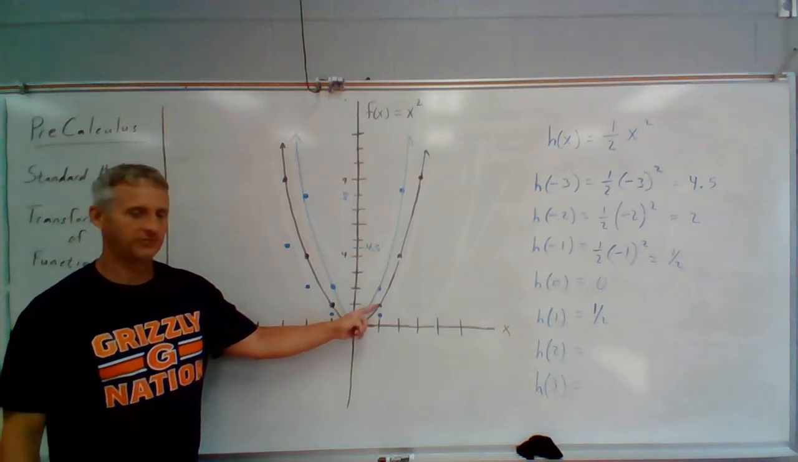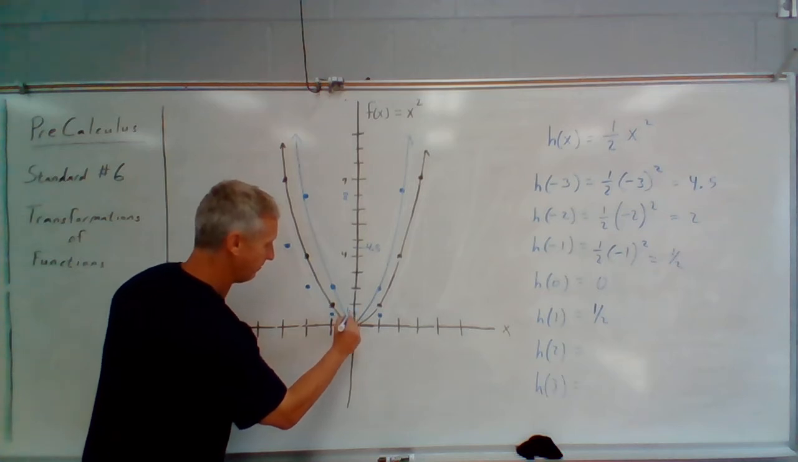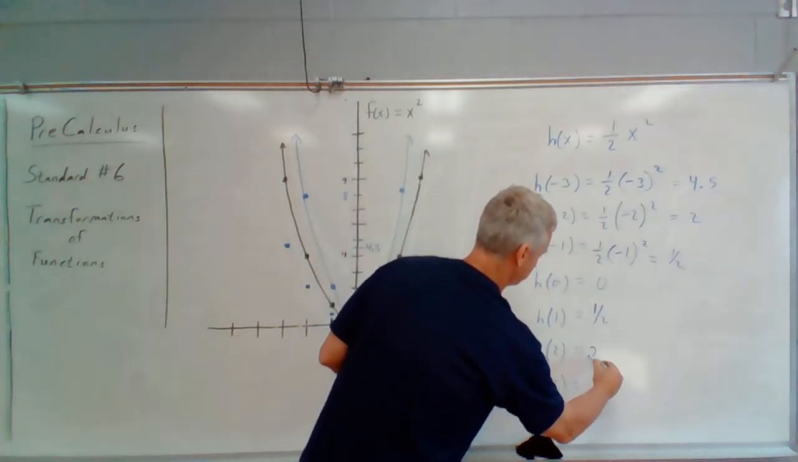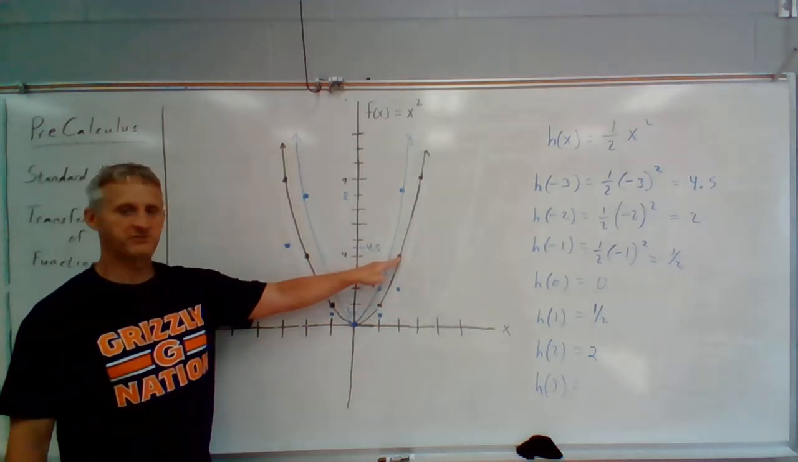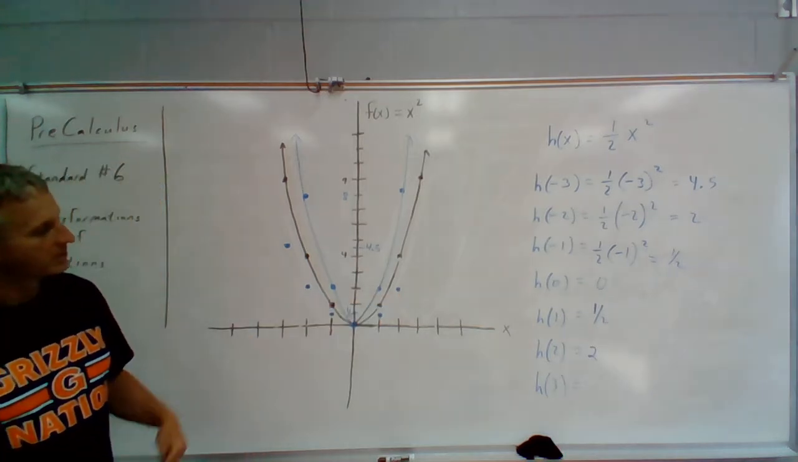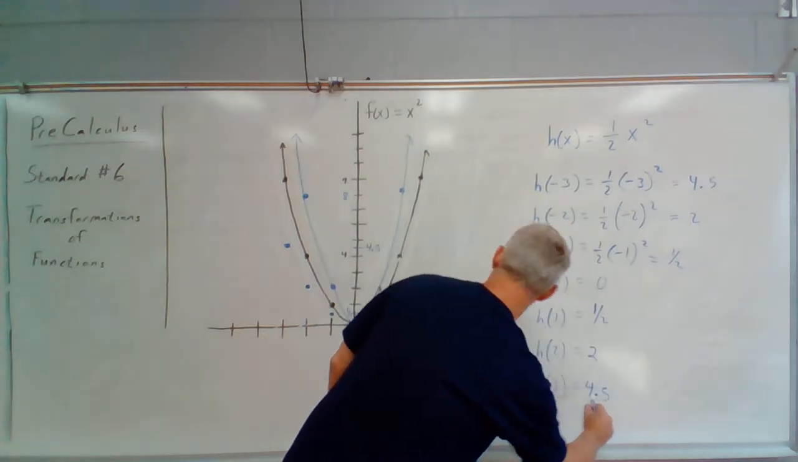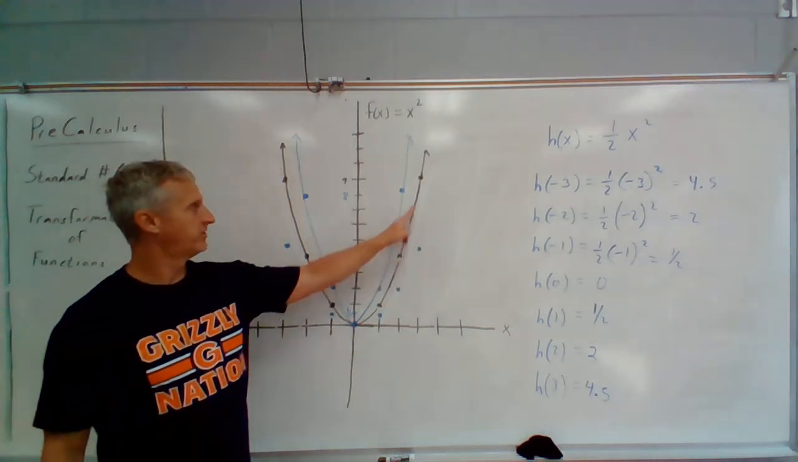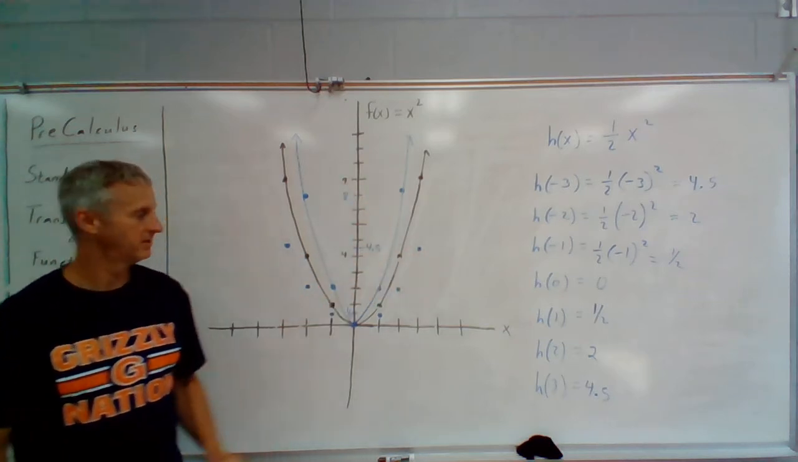So the black point was 1, 1. Cut the y value in half, and I get 1/2. Plug in a 2. 2 squared is 4. Half of 4 is 2. So h of 2 is 2. Corresponds with the point 2, 4 on the original black graph. Cut the y value in half, and you get a 2. One last one, plug in a 3. 3 squared is 9. Half of that is 4.5. So I get this point. Corresponds with the point 3, 9. Half of 9 is 4.5, so I have the point 3, 4.5.